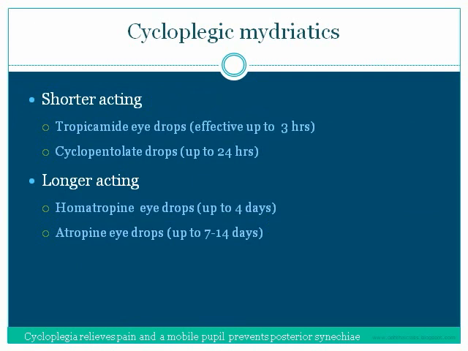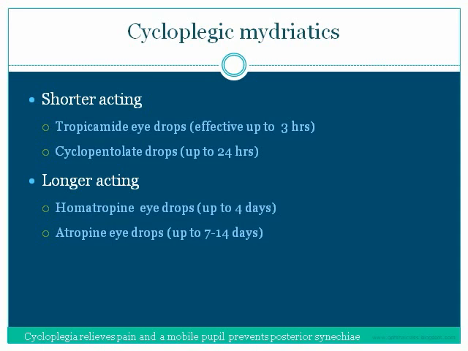If the inflammation is mild, shorter acting, milder cycloplegic mydriatics may be sufficient. For example, tropicamide eye drops or cyclopentolate eye drops. This will keep the pupil mobile because the effect will not last for long, and so regular use of these drops will prevent the formation of posterior synechiae.